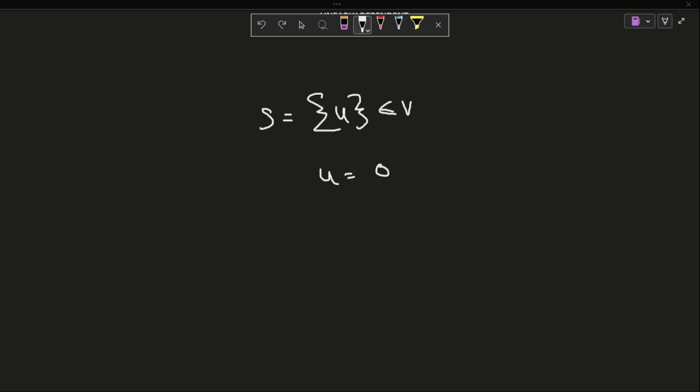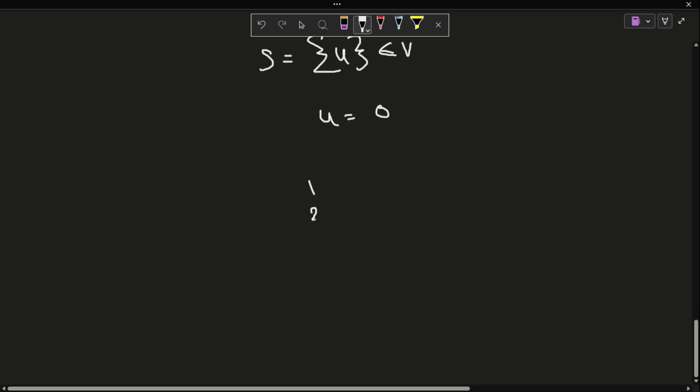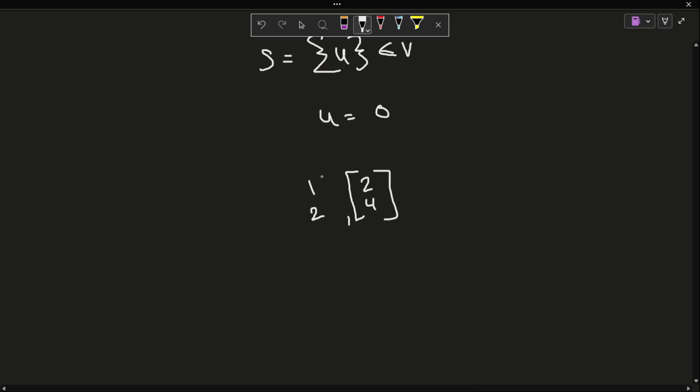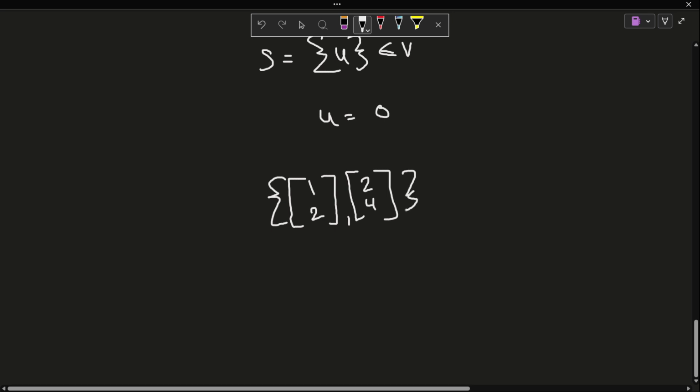Okay, and the third theorem that we're going to talk about is that a subset of a vector space V consisting of two different vectors is linearly dependent if and only if one vector is a scalar multiple of another. So if you have two vectors in your set, like let's say (1, 2) and (2, 4), these are linearly dependent if and only if one vector is a scalar multiple of the other.